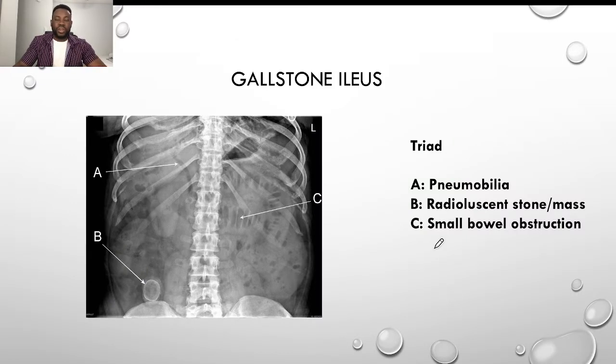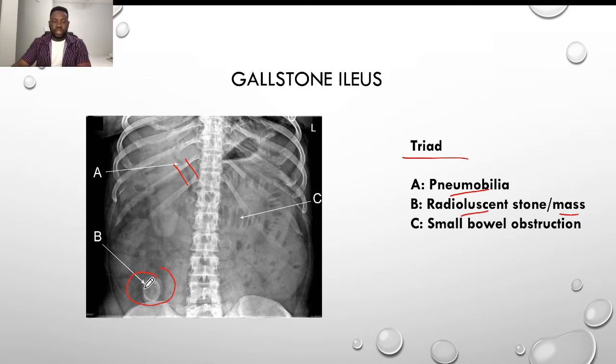So this is it. If you get a gallstone ileus, you are always looking at a triad of pneumobilia. Over here you can see air in the bile duct. You also see a radiolucent stone or a mass over here in the right lower quadrant, because the ileocecal valve is at the right lower quadrant, and this patient is going to present with signs of appendicitis. They will feel some pain inside, but when you do all the Rovsing sign and co, they wouldn't be positive. So they'll have left lower abdominal pain.